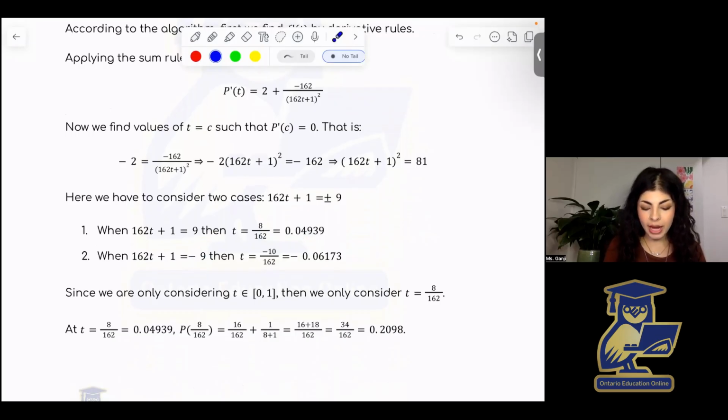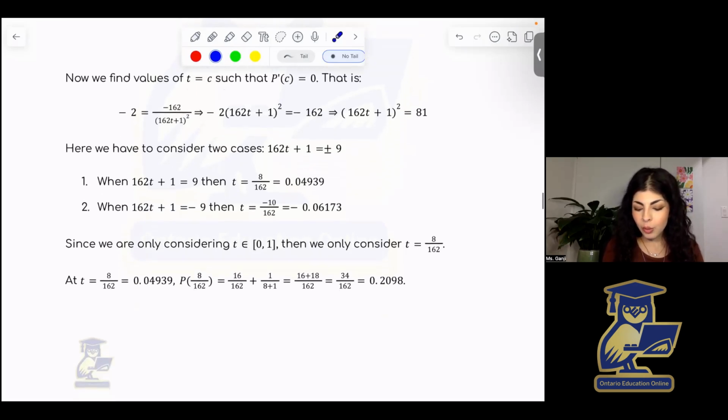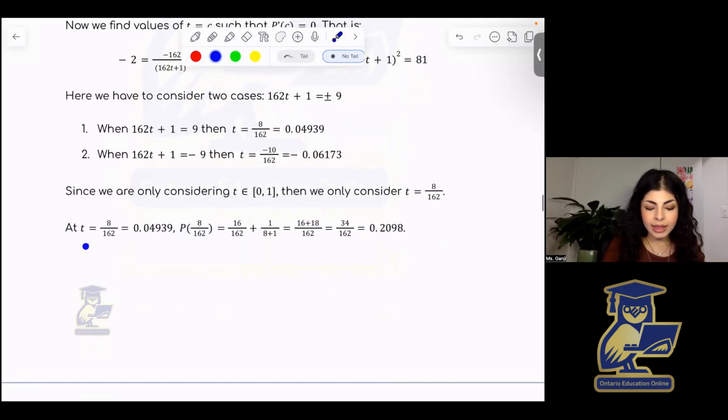But when we're considering -9, then t is a negative value. So it's not included in our interval, and we're not going backwards in time. We want to know the time after the campaign started. So we only consider this t value here. And so at that t value, we have that the pollution level is equal to 0.2098.